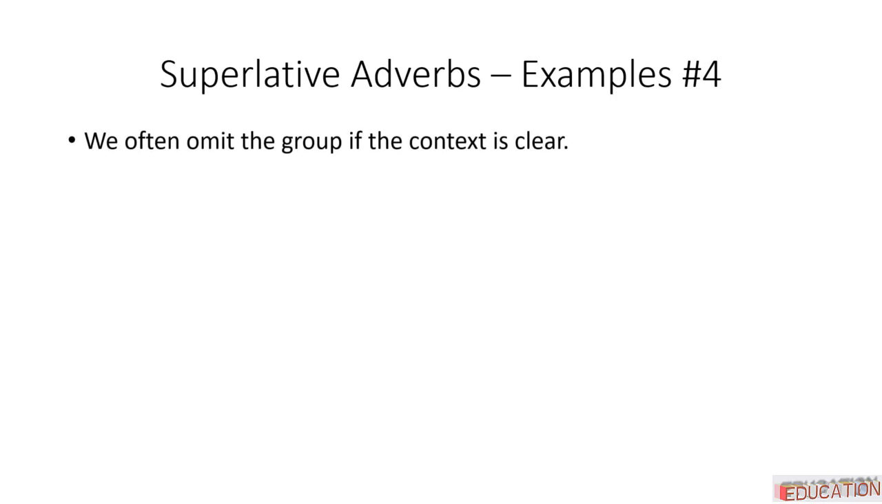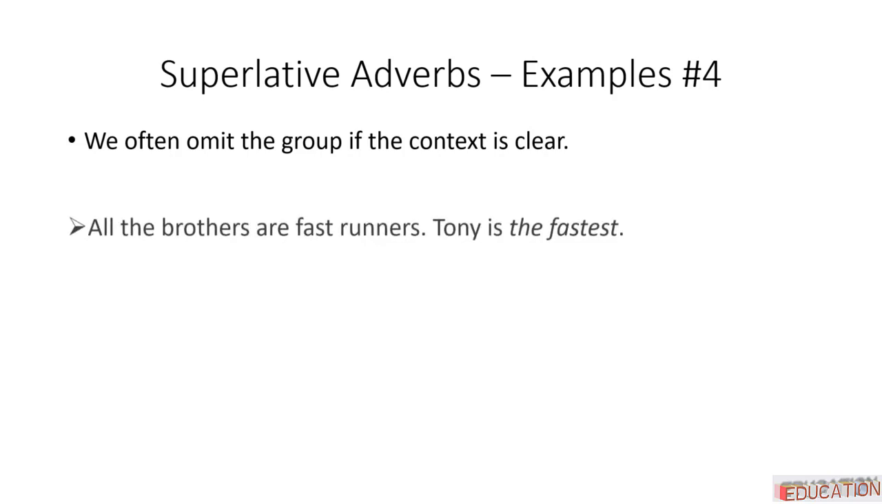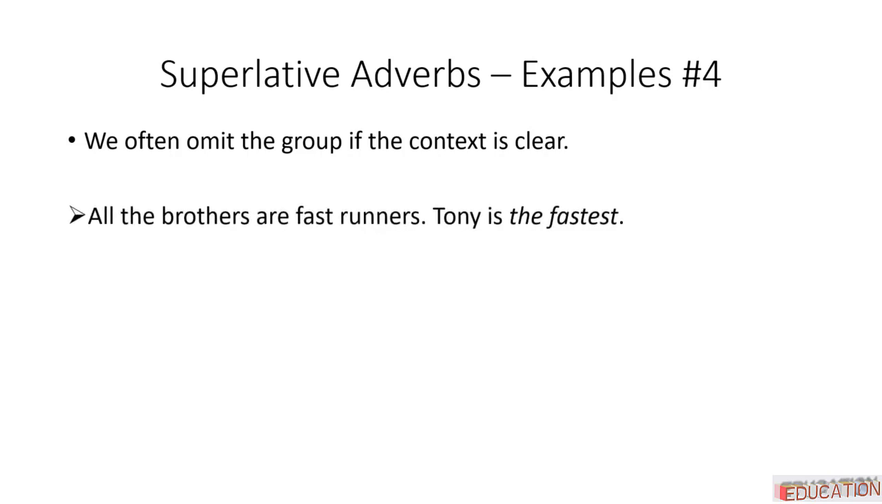And when the context is clear, we usually omit the group. So all the brothers are fast runners. Tony is the fastest. Implied of the brothers. Yeah, but because we've explained the context already, we don't need to repeat it.